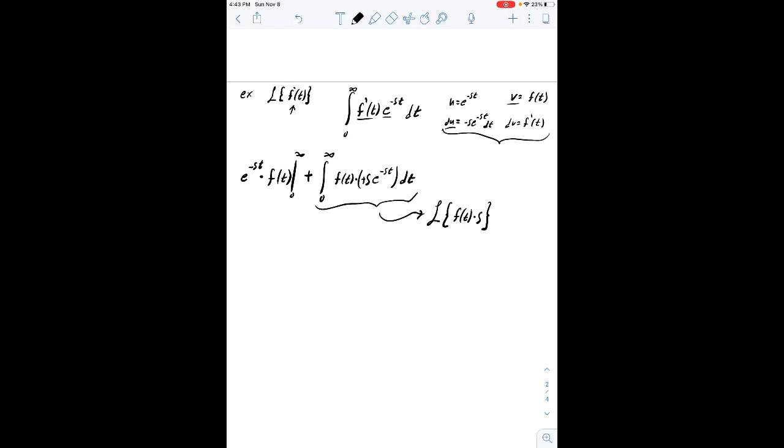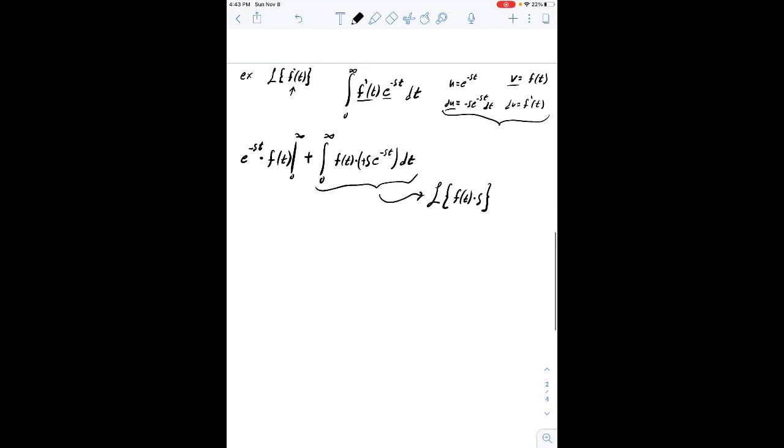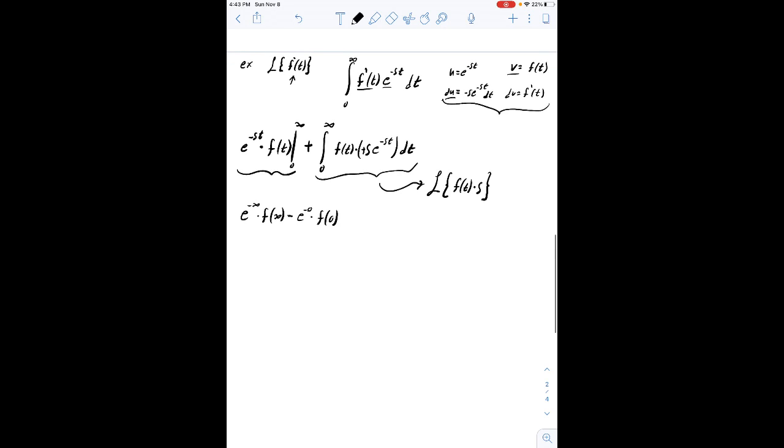Because if we just plug this into the original equation for the Laplace transform, which was given previously, we would get this exact same thing right here. Okay, so now we ask, what is this term? So just plugging in our bounds, we get e to the negative infinity times f of infinity minus e to the negative 0 times f of 0. Okay, so now we assume that this term is going to go to 0.